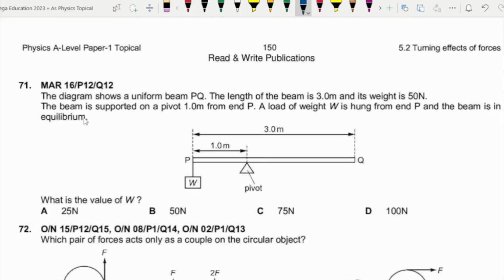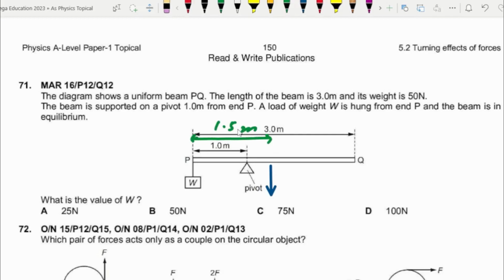We need to find the value of W, and it is a uniform beam, meaning the weight of the beam would be exactly in the middle point. So I can draw the line of weight pretty much at the midpoint. What is the midpoint? Midpoint is at a total distance of 1.5 from the starting point. So from here to here, the total distance has to be 1.5 meter.